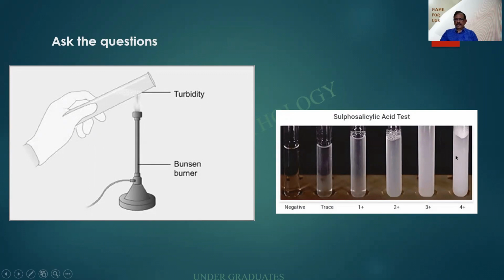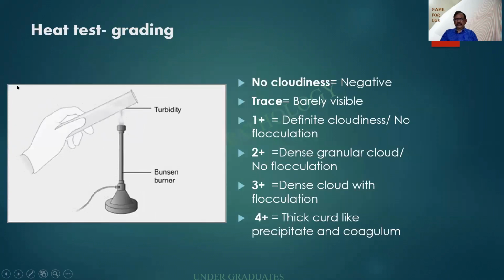The sulfosalicylic acid method. The heat method, how do you grade the proteinuria? Always when you answer, you will be asked the grading. So there is trace which is hardly visible. We used to say you should have a printed material behind the test tube. So if you are able to read it, it is clear. If it is barely visible, then the precipitate is occurring.